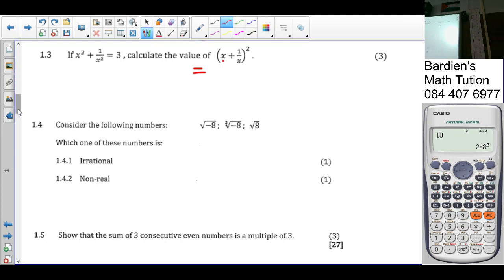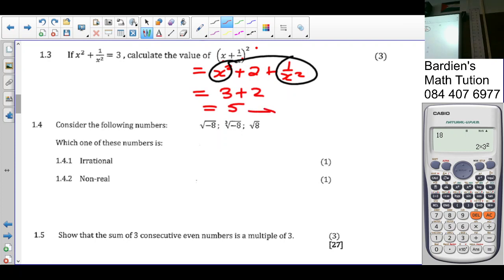So you square the first term, gives you x squared, plus that times 2. So it's x times 1 over x, which is 1, times 2 is 2, plus the last term squared, which is 1 over x squared. Hang on, x squared plus 1 over x squared is what? 3. I'm just highlighting. So it's going to be 3 plus 2, which is 5. I can't believe it's so easy.